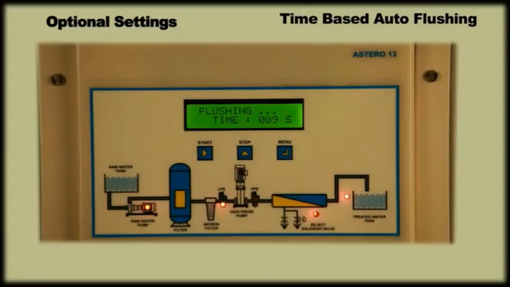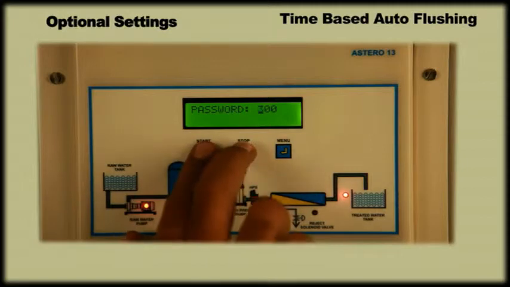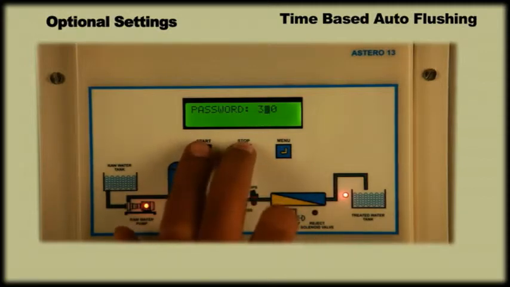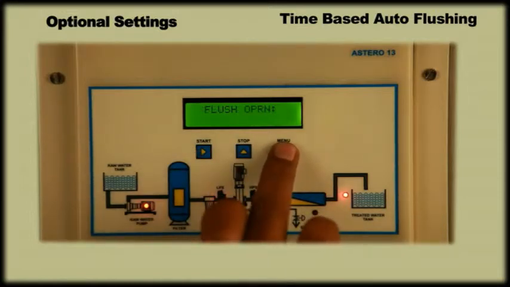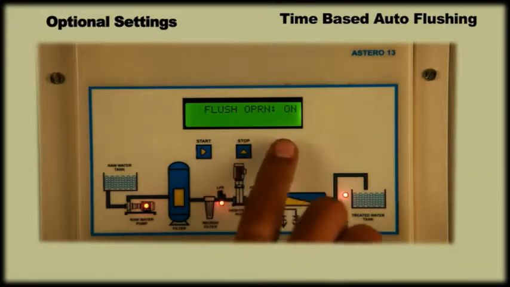Time-based auto flushing. Besides the startup and shutdown flushing, one can enable time-based flushing. Here is how we can do the settings for this periodic flushing. Enter password 345 and press Menu. Now the display will show flush operation. On pressing Menu key, it will show flush operation off by default. Using the Stop key, you can turn it on and press Menu key.